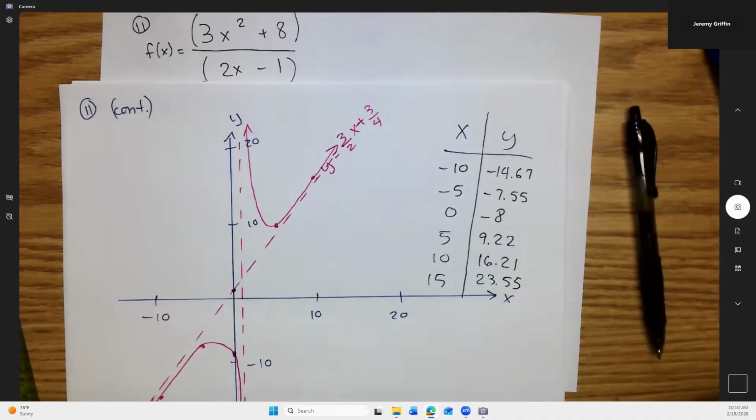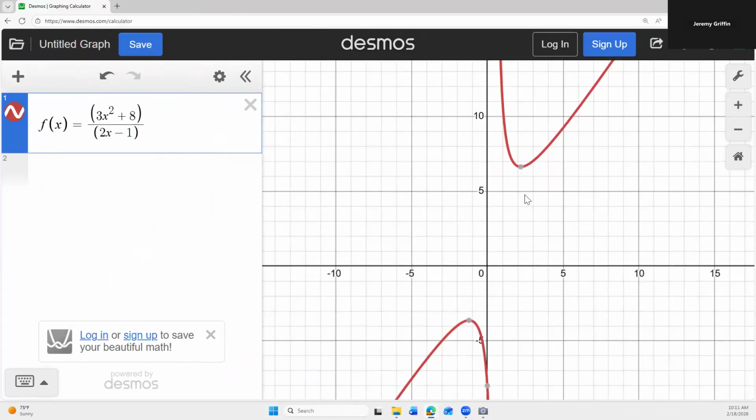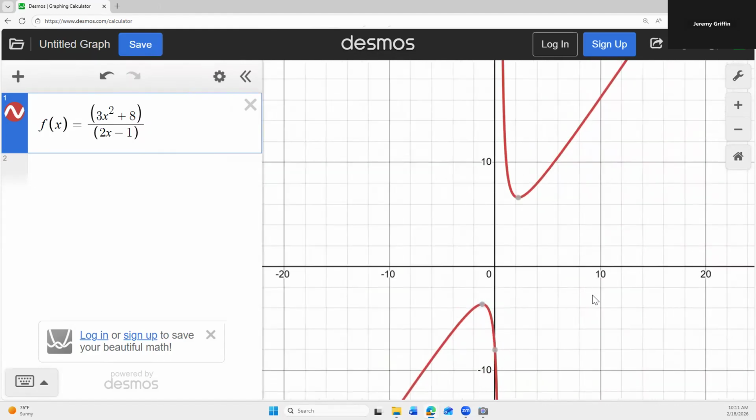All right, guys, go with that. Okay. And then what does Desmos say about that? So there's the equation, same equation, and yeah, that's the graph. That's the graph right there we just made. Same thing. Same thing. Oh yeah.